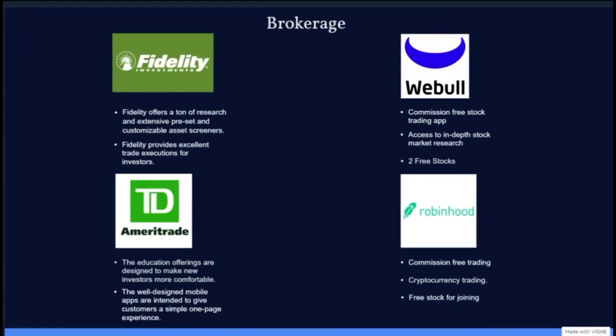Robinhood is one of the most popular trading apps out there. They offer commission-free trading, crypto trading, and you get a free stock for joining.